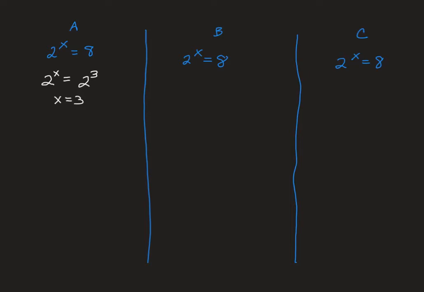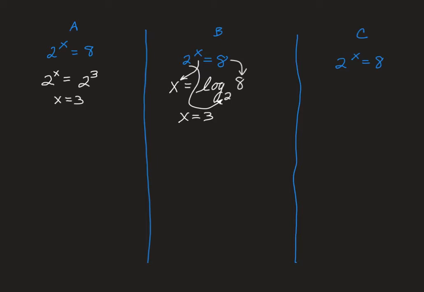All right, another way to do it, in column B here, is to convert from exponential to logarithmic format. So if I'm converting to a log, the log is the exponent of that equation. So I have x equals the log base 2 of 8, the argument. When I'm reading this, I would say, what is the exponent of 2 that gives me 8? And the answer is 3.